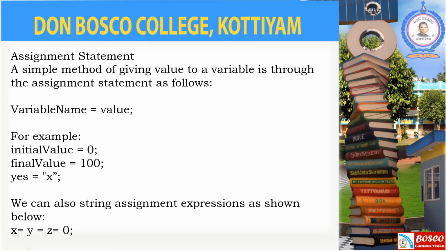Then the next example is s equal to "x" in double quotes, and at the end we have to put the semicolon. Then if there is more than one variable, we can use a statement like this: x equal to y equal to z equal to 0. And this statement will assign 0 to all the variables x, y and z.